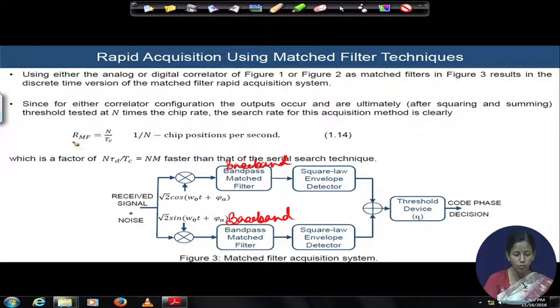Now the total acquisition rate with the matched filter is given by N by capital Tc, or 1 by N chip positions per second. Earlier, in the normal case, we got 1 by tau d. So what is the improvement factor? The improvement factor will be capital N times tau d by Tc. If I compare these two, I am gaining by a factor of capital N into tau d divided by Tc.